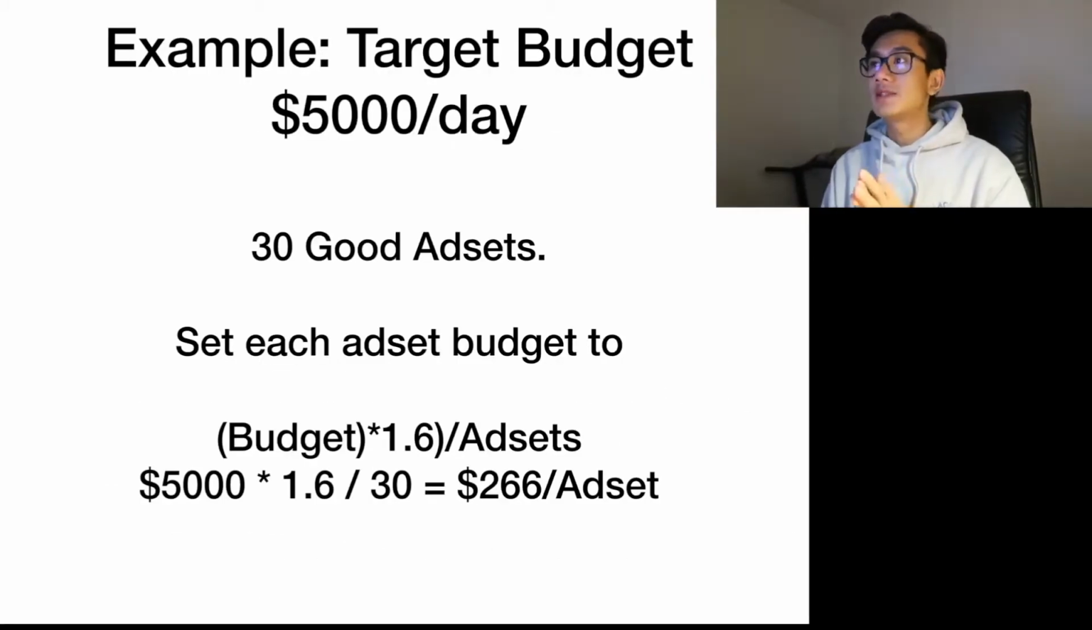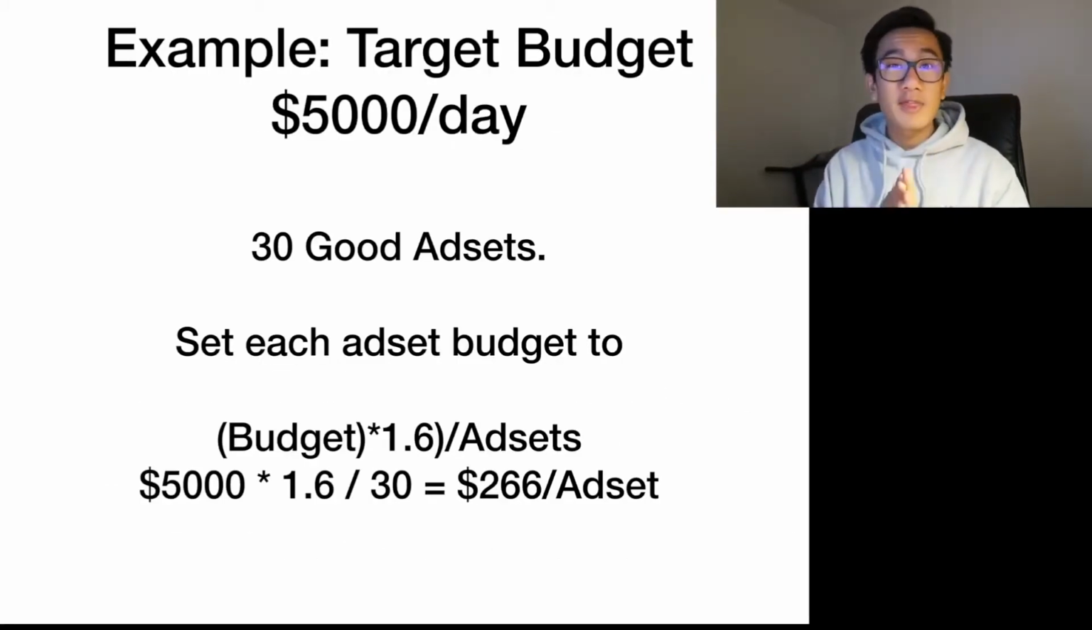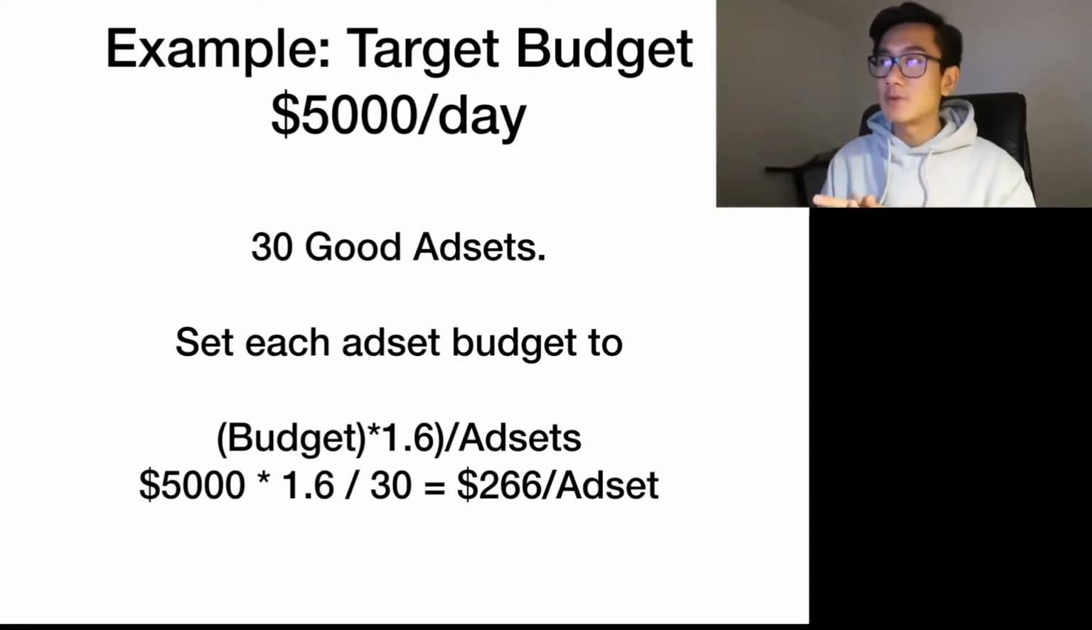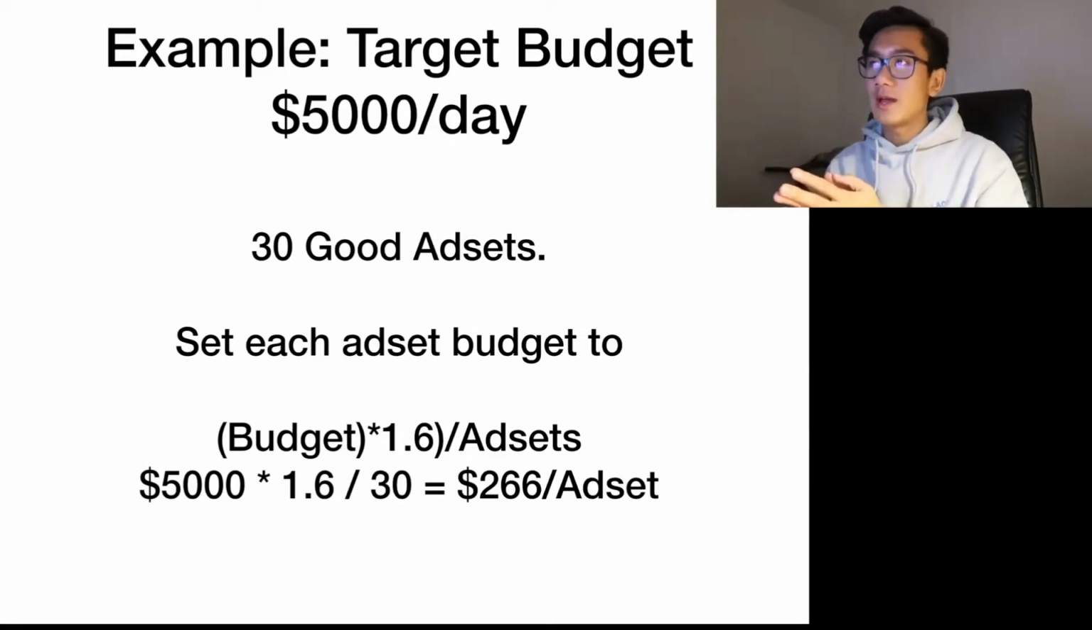Here's an example. Let's say your target budget is spending $5,000 a day because you want to scale to, let's say, 25k days, and you want to be spending at least $5,000 to make 25 grand in revenue. So you want to basically spend that much money. You probably need around 30 good ad sets.